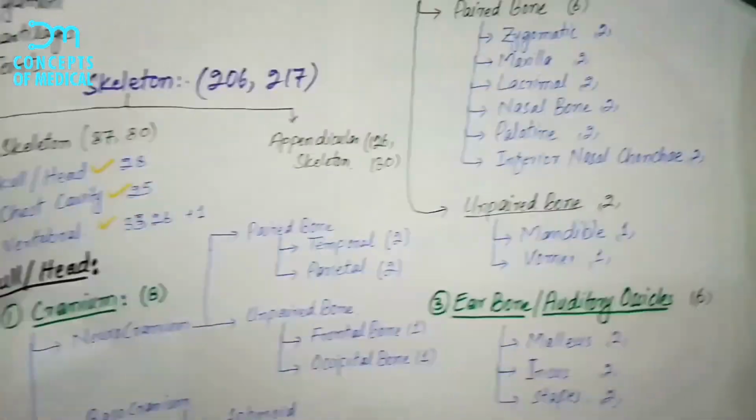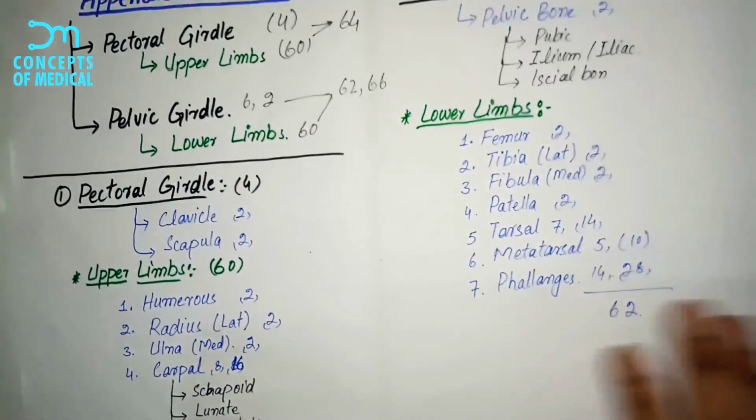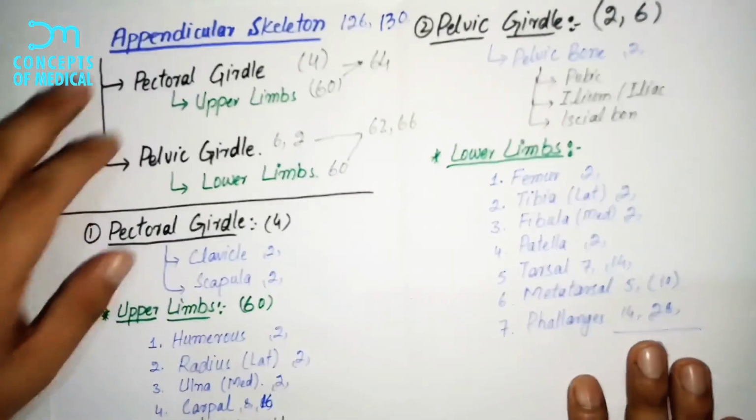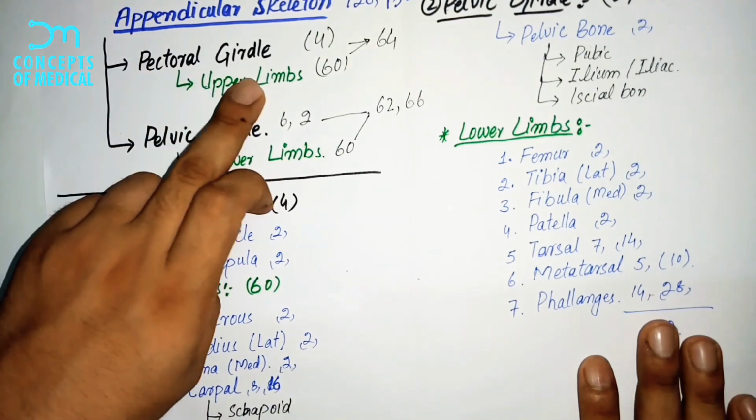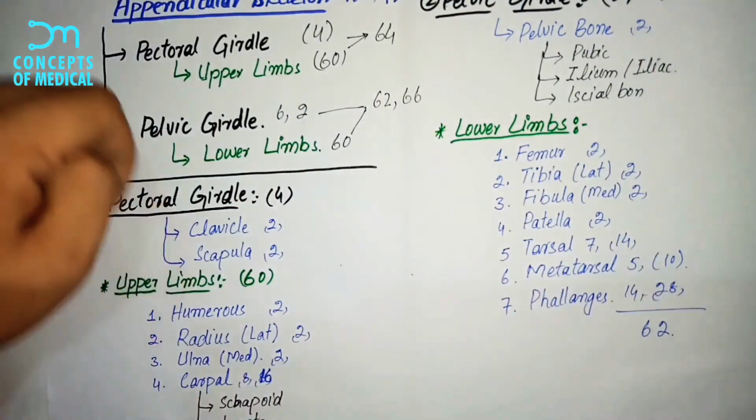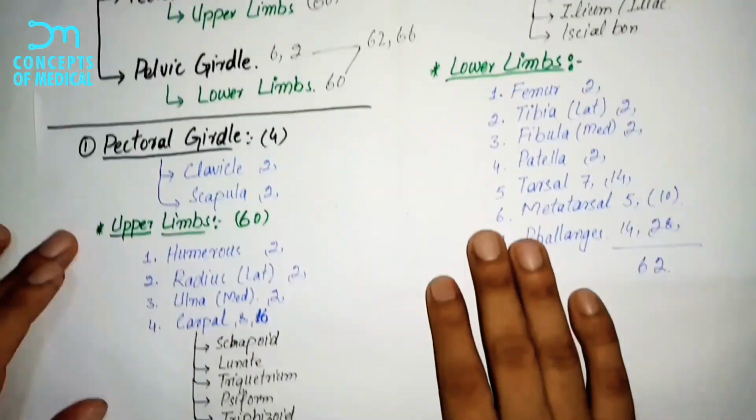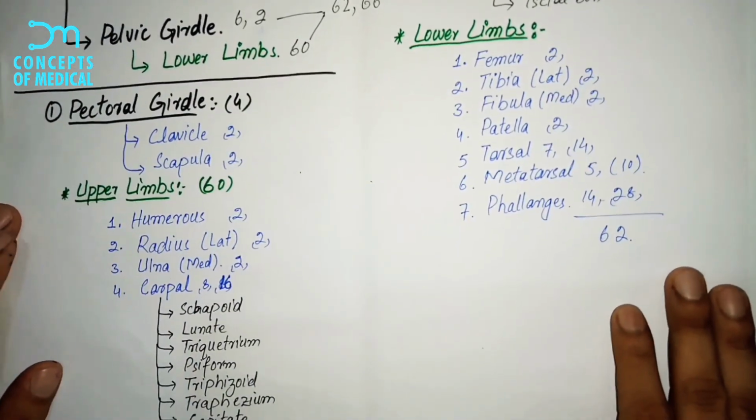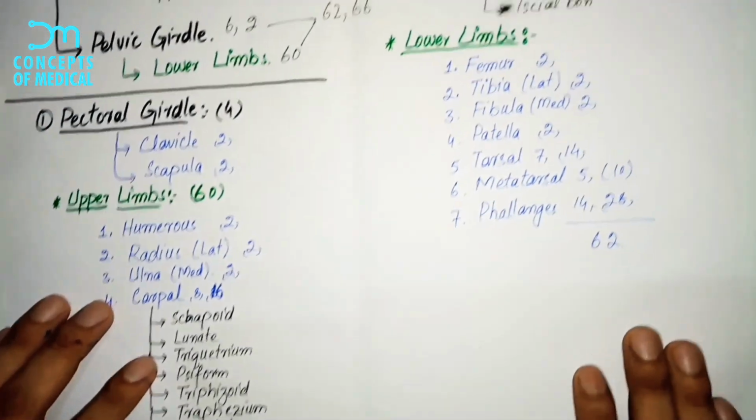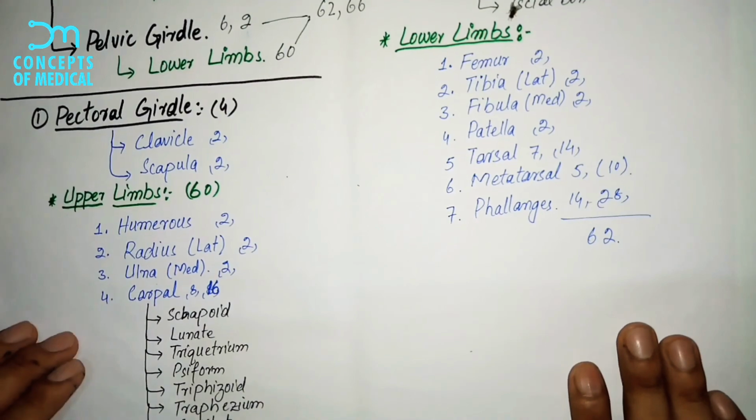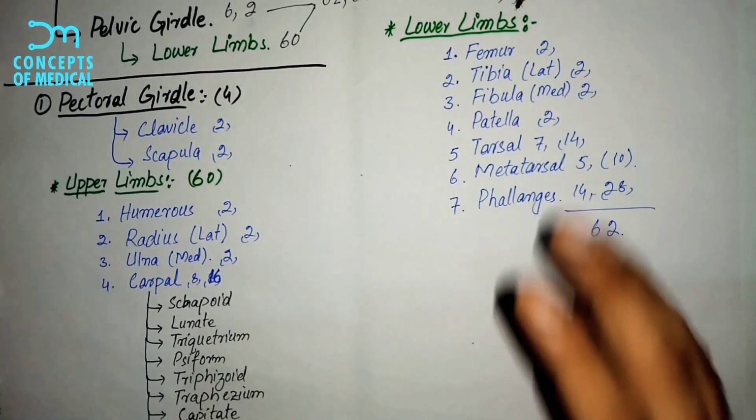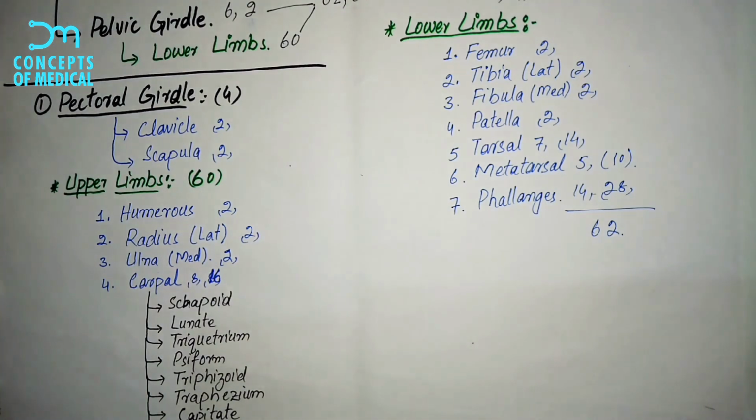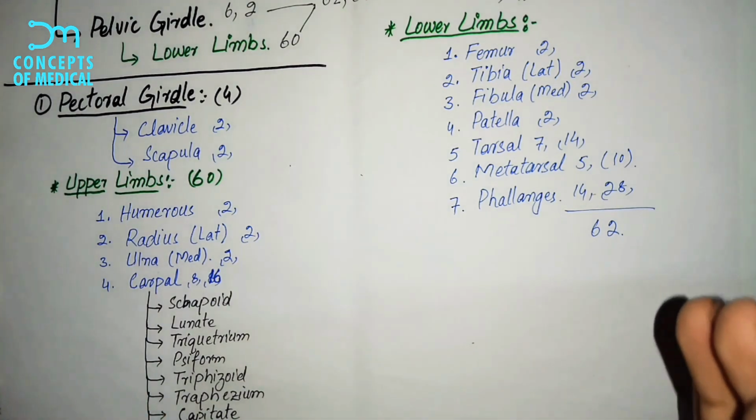What are their names, how to memorize them, and how we divide them: appendicular skeleton and axial skeleton, and then the appendicular skeleton we divide into pectoral girdle, upper limbs, pelvic girdle, and lower limbs. So this was all about all the bones of our body, and in next videos I'll make about their calculations and their names. I'll make a big chart about all these names, so that it will be only one chart, right?